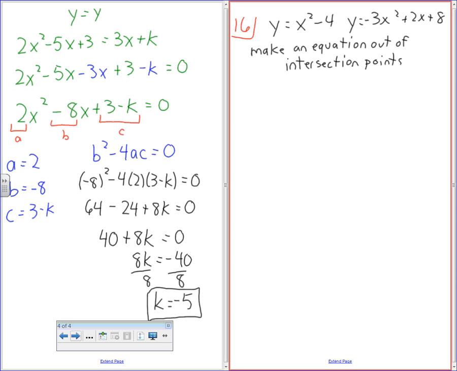What's the first step? y equals x squared minus 4, y equals negative 3x squared plus 2x plus 8. I need someone to be brave to volunteer. Go ahead. Negative 3x squared plus 2x plus 8 equals x squared minus 4. I'm going to do it the other way, but that's right.